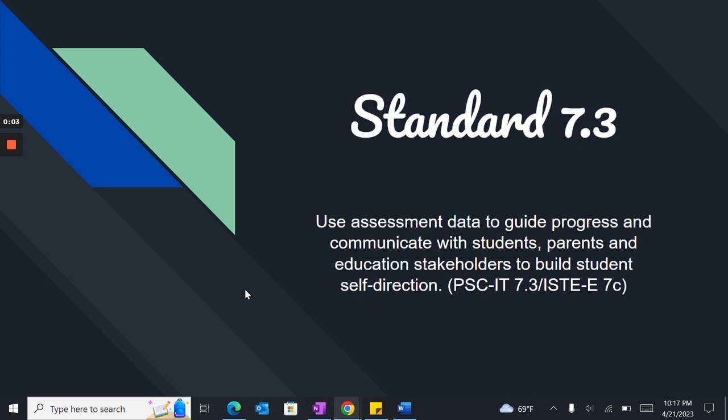Standard 7.3, use assessment data to guide progress and communicate with students, parents, and education stakeholders to build student self-direction.